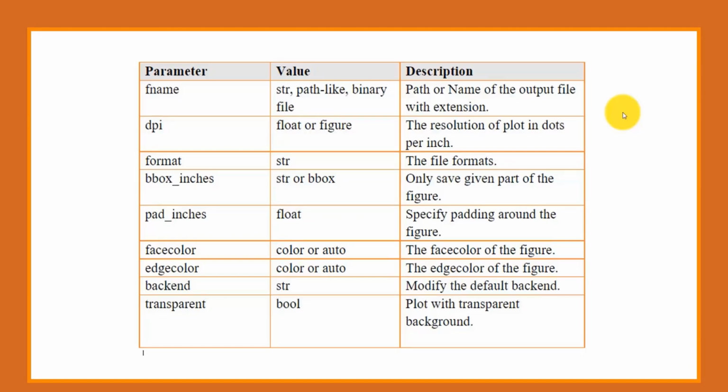Then we have another parameter, backend. It takes a string value, and it is used to modify the default backend used. And the last parameter is transparent. It takes a boolean value. We can pass True or False to it, and it specifies whether the plot has a transparent background.